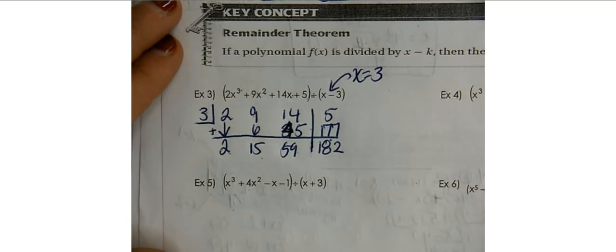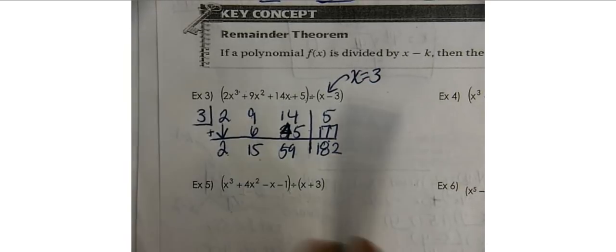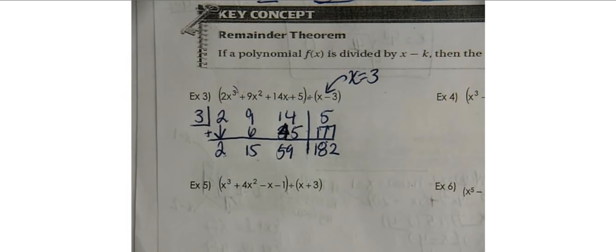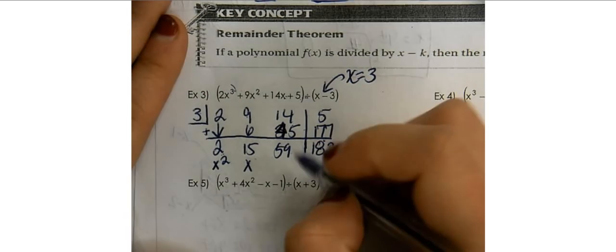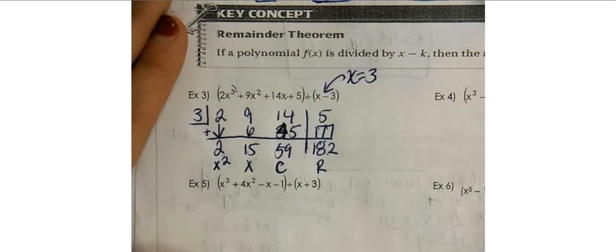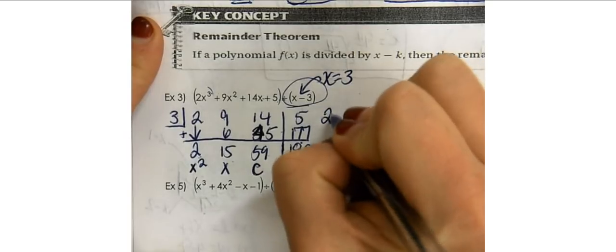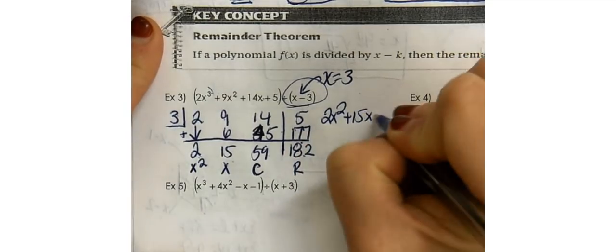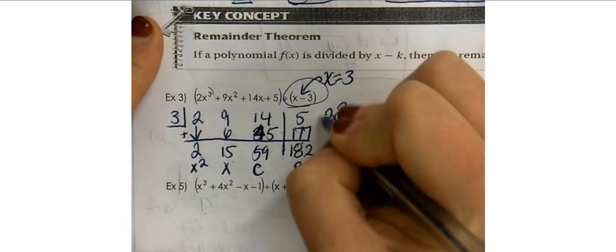So just like I said to you before, we're going to work with every single number underneath. And what's going to happen is we're going to reduce our x cubed by 1 degree. So what that means is that 2 is going to be the coefficient of x squared. 15 is going to be the coefficient of x. 59 is going to be our constant. And 182 is going to be our remainder that we're going to be putting over our divisor. So our answer is going to be 2x squared plus 15x plus 59 plus 182 divided by x minus 3. And that is your answer.